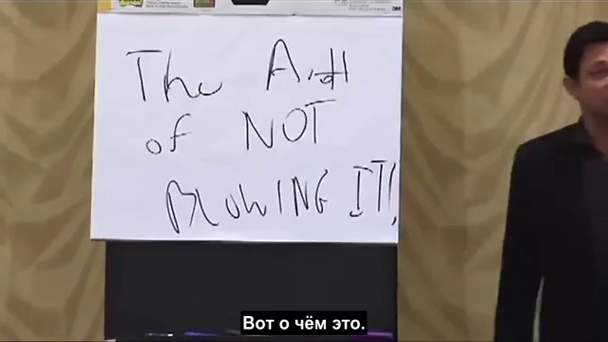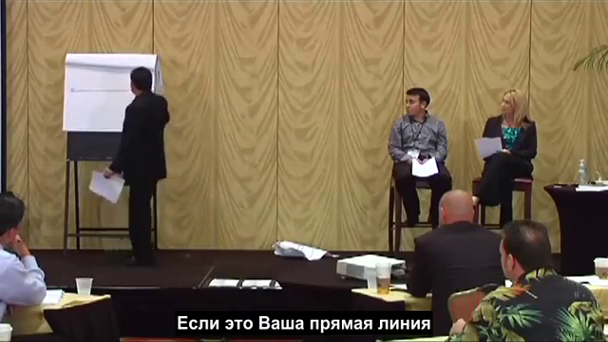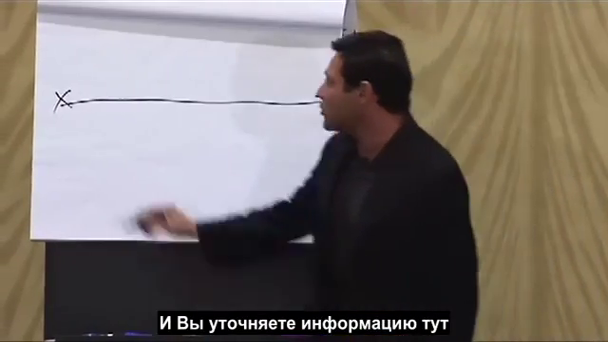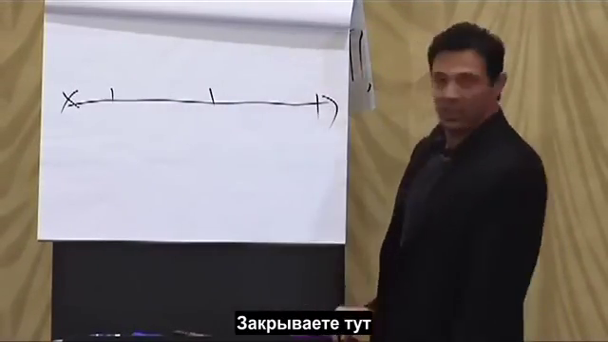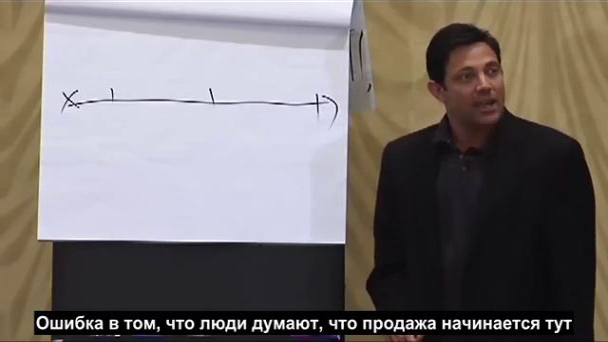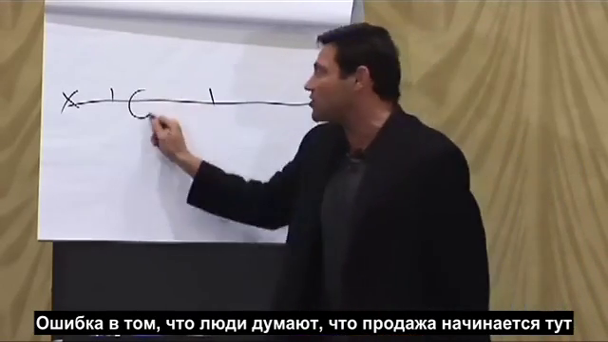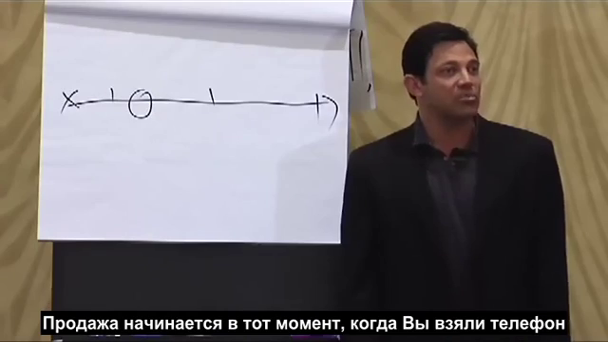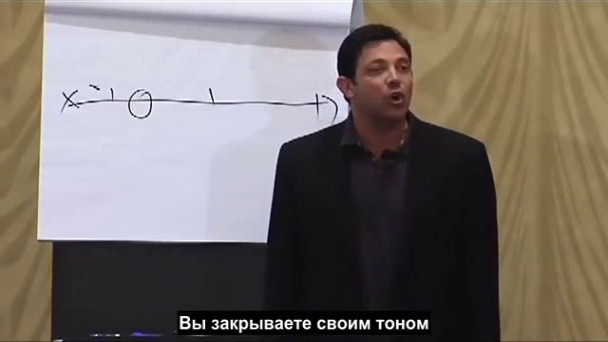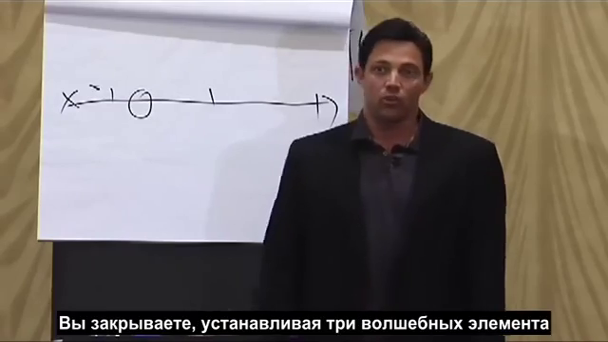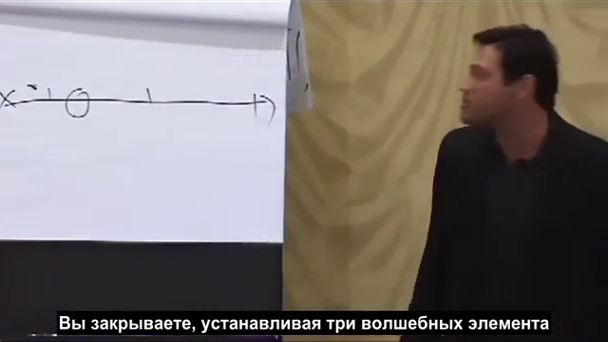That's what this is. Here's the mistake so many people make, okay? If this is your straight line, and you're qualifying over here, and then you're presenting here, and you're closing here, the mistake people make is they think the sale starts when they start presenting. The sale starts the moment you pick up your phone. You're closing with your tone. You're closing by establishing the 3 magic bullets.